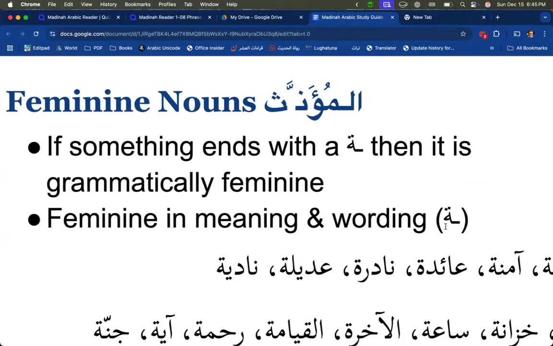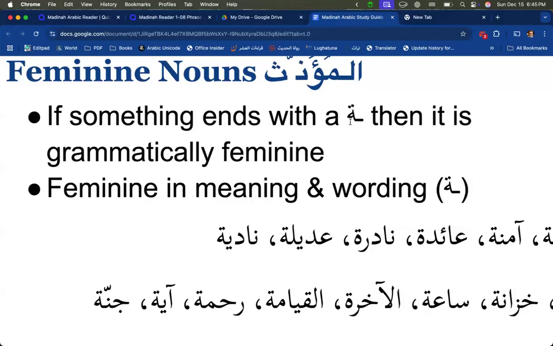And then feminine nouns. If something is feminine, then you put a ta marbuta at the end. The words that are feminine are grammatically feminine, which doesn't mean they're necessarily feminine. Talha is the name of a boy, but it ends with a ta marbuta.